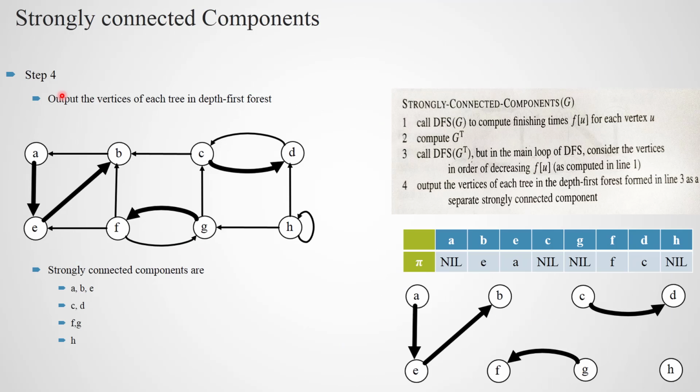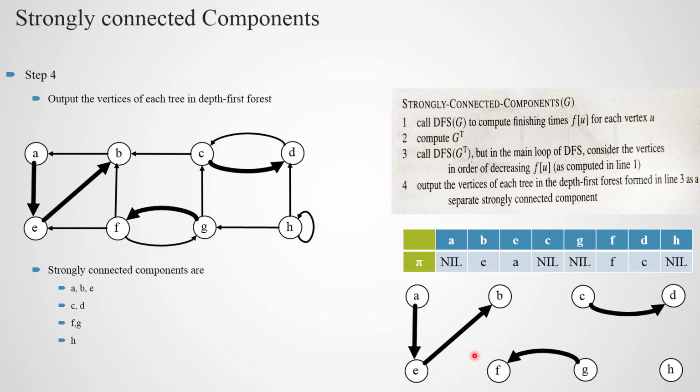Step 4 is to output the vertices of each tree in the depth first forest. So this is the output, the same diagram as in the previous slide. With the help of this table, we can draw the depth first forest. I get a forest like this, which contains 4 trees. Each tree can be considered a strongly connected component. This is the same example we saw in the introduction slide.